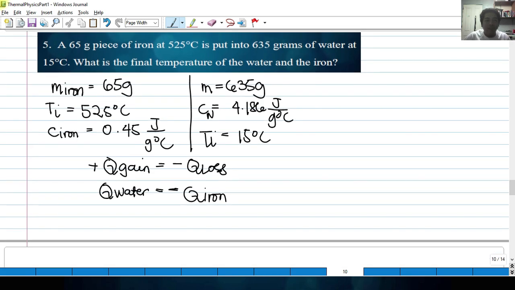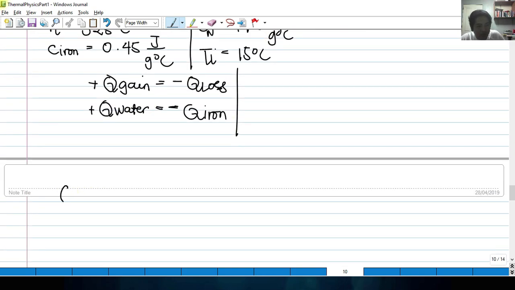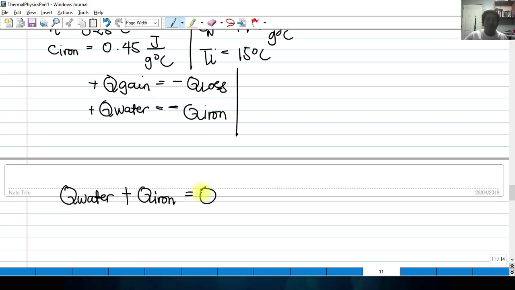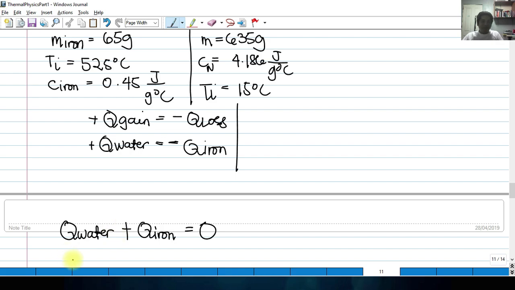Okay? So again, if the object gained or absorbed heat, that should have a positive sign of Q. And if the object loses heat, that should have a negative Q. Okay, so the key concept is the heat gain is equal to the amount of heat loss. So in this case, rearranging the equation, Q of water plus the Q of iron should be equal to 0. Okay, so can we solve now for the final temperature?